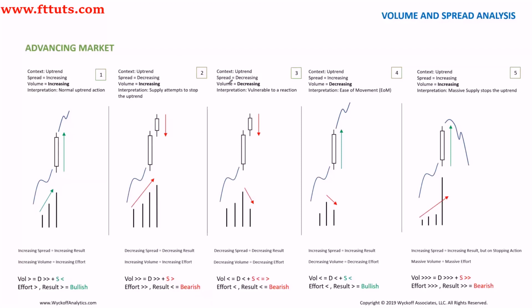Third scenario in the advancing markets, spread is decreasing, and with the decreasing spread, we have a decreasing volume signature. So this is an opposite of the volume signature that we had in scenario number 2. So how would we interpret this? Decreasing spread means decreasing result to the upside, and that happens on the decreasing effort. And here we might be thinking that demand is actually decreasing on the decreasing volume signature. And we probably would be correct.